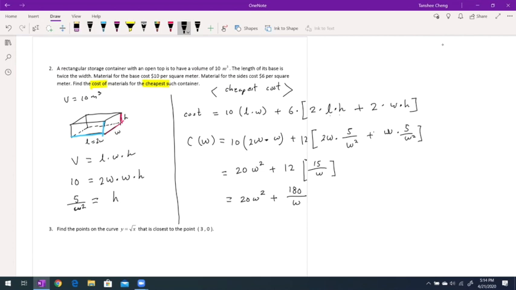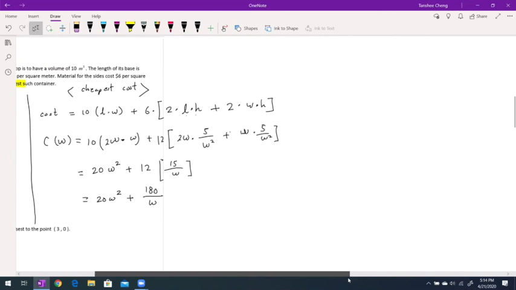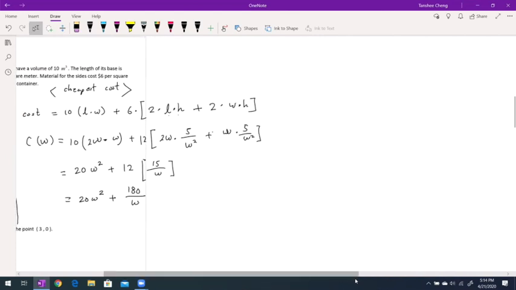Okay. So now, next step, what we want to do is find the critical number. So C prime of W equal to 0. That will be the critical number.